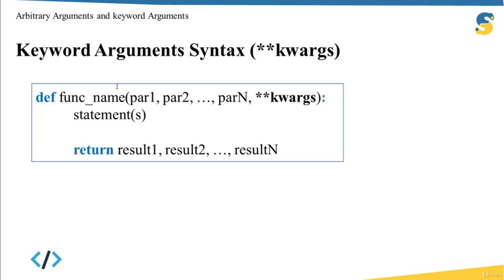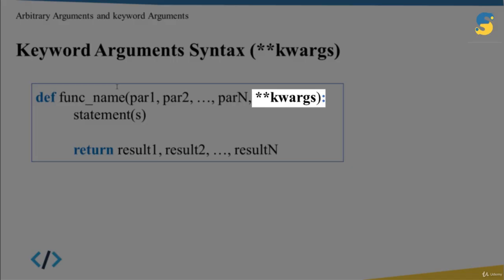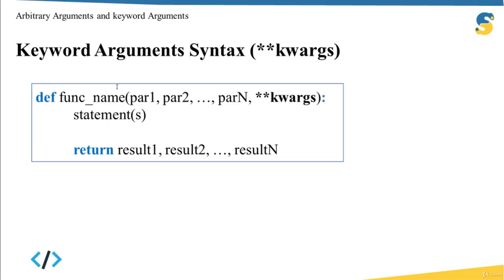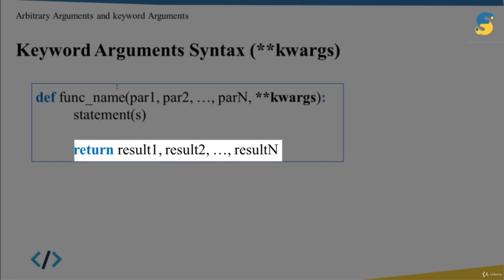If you want to use double asterisk keyword args, I will define my function as any normal function, but I have to put double asterisk keyword args here as the last parameter in the parameters list. And the remaining are exactly the same. You have to put statements, and return if you want your function to return some data.